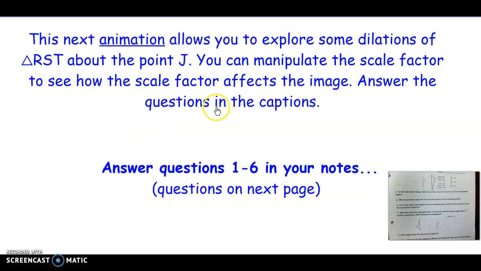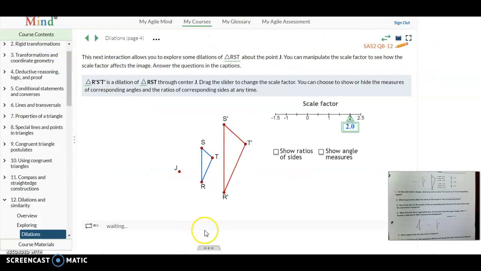All right, in this animation that we're going to start off looking at, we're going to explore some different dilations on a triangle RST coming from a point J. So point J is called the point of dilation. We're going to manipulate the scale factor and see how that affects our image. As we're going through this, you should be able to answer questions 1 through 6 on your notes.